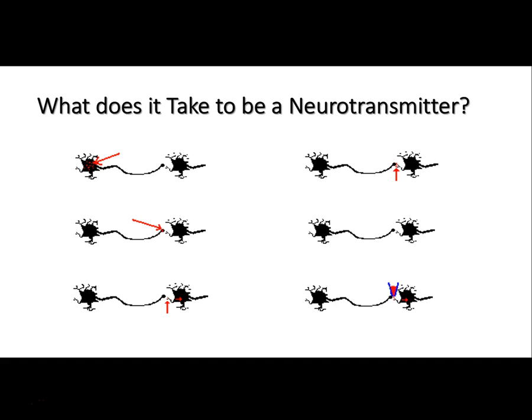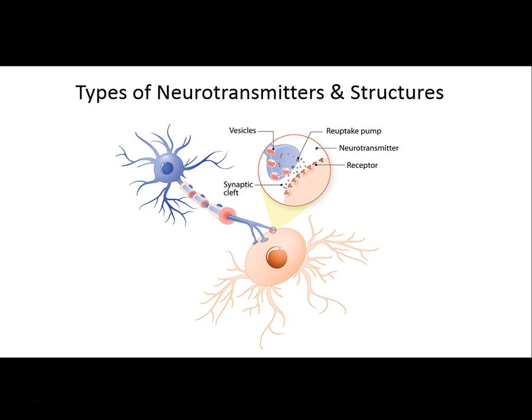The chemical must be produced inside the neuron. The necessary precursor enzymes must be present in the neuron. There must be enough of the chemical present to actually have an effect on the postsynaptic neuron. The chemical must be released by the presynaptic neuron, and the postsynaptic neuron must contain receptors that the chemical will bind to. And then there must be a reuptake mechanism or enzyme present that stops the action of the chemical. So that is what it takes to be a neurotransmitter.